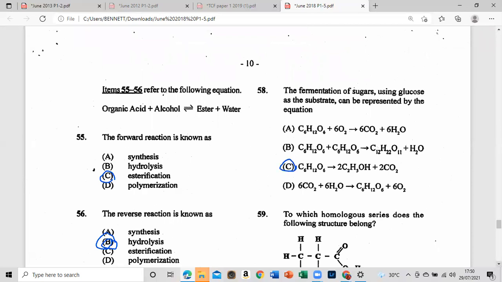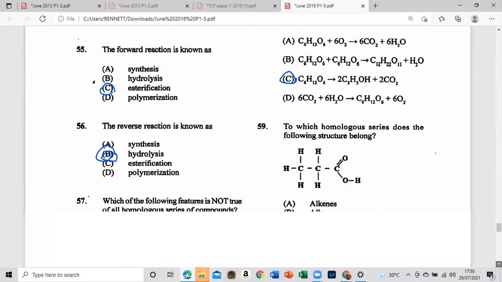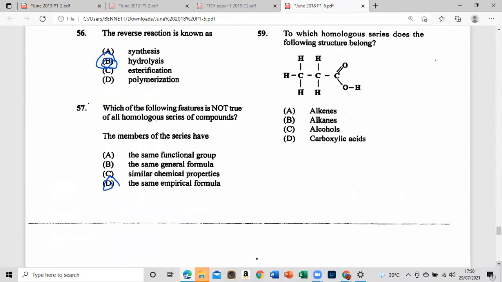All right. To which homologous series does the following structure belong? Is it alkanes, alkenes, alcohols, or carboxylic acids? And 59 is D, the acids. This belongs to the acids.